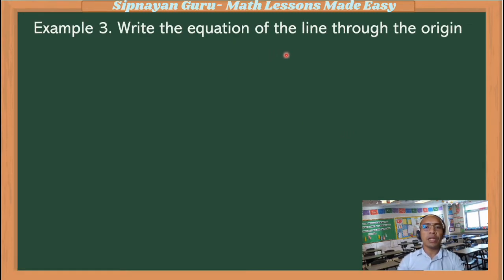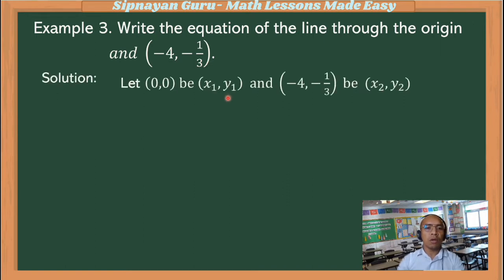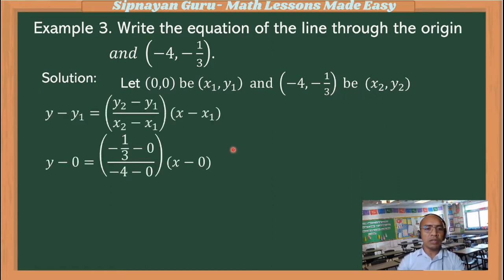Example number 3: write the equation of the line through the origin and the coordinate negative 4 and negative 1 over 3. So the origin, the coordinate is 0, 0. So that would be our x sub 1 and y sub 1 respectively. And the second point, negative 4 and negative 1 over 3, will be our x sub 2 and y sub 2. Substitute to the given formula. So y minus y sub 1, which is 0, is equal to negative 1/3, y sub 2 minus 0, all over negative 4, our x sub 2, minus x sub 1, which is 0, times x minus 0.